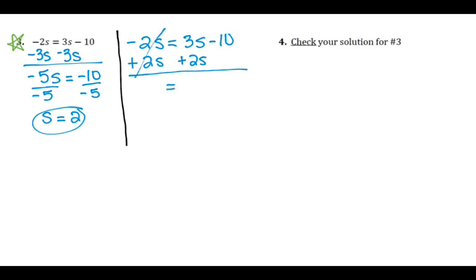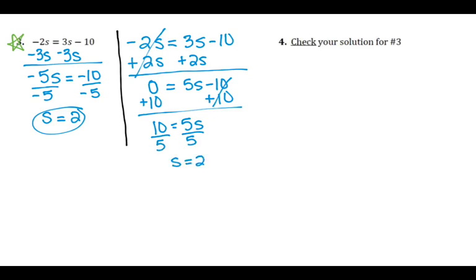Over here, my negative 2s plus 2s ends up canceling. When that is the case, you have to put a 0 on that side of the equal sign. You can never have an empty side of the equal sign. And then over here, I have 5s minus 10. I can go ahead and keep solving. I'm going to add 10 to both sides. That gives me 10 equals 5s, and I'm going to divide.